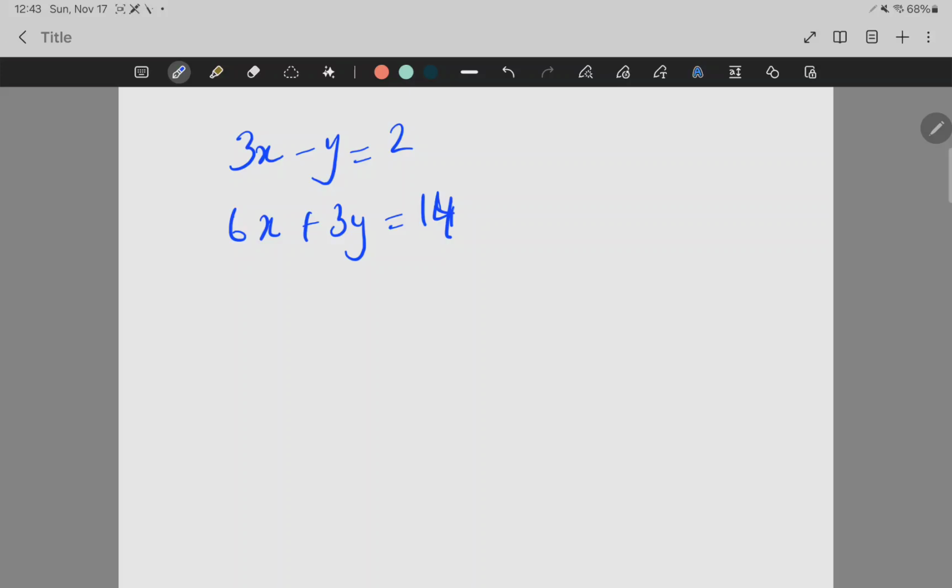And let's call this equation 1. Let's call this equation 2, because when we talk about it, we want to be able to differentiate between them. And it's saying that, you know what, we need to do process of elimination.